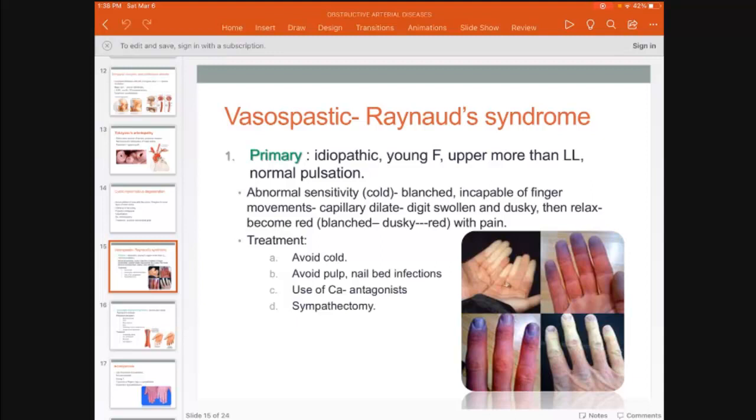It always affects young females, affecting the upper limb more than the lower limb. It can also affect the lower limb, but it is more common in the upper limb. But it always has a normal pulsation.